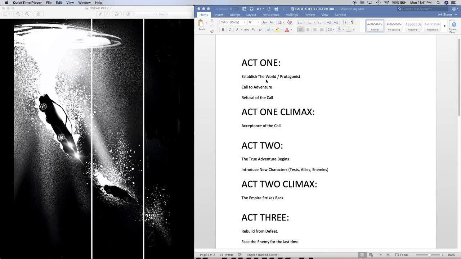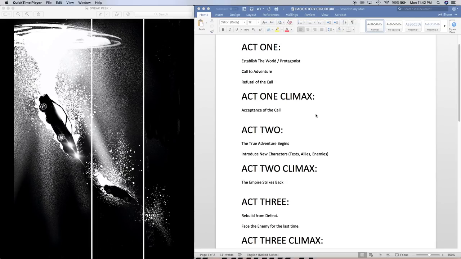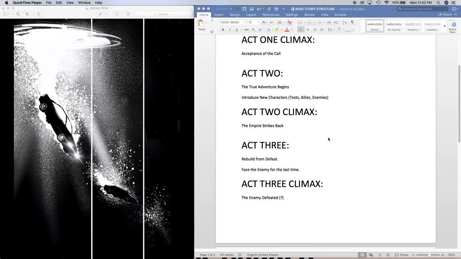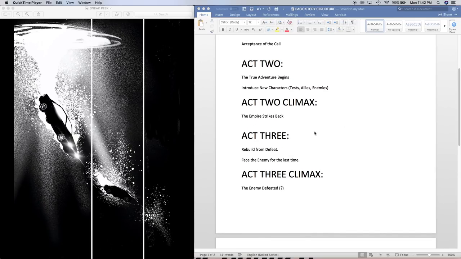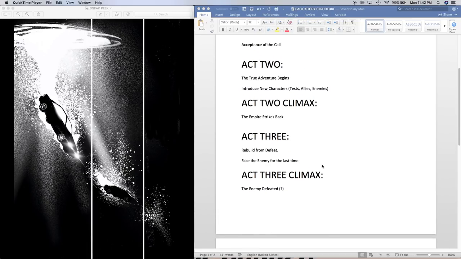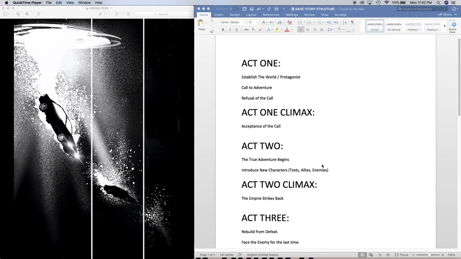You've got Act 1, establish the world, call to adventure, refuse the call. Act 1 climax, accept the call. Act 2, adventure begins, introduce new characters. Act 2 climax, The Empire Strikes Back, the darkest moment. Act 3, rebuild from defeat, face the enemy for the last time. We're going to go ahead and do it, we're going to take out the dragon. Act 3 climax, we take out the dragon. So that's basically three-act structure, right?